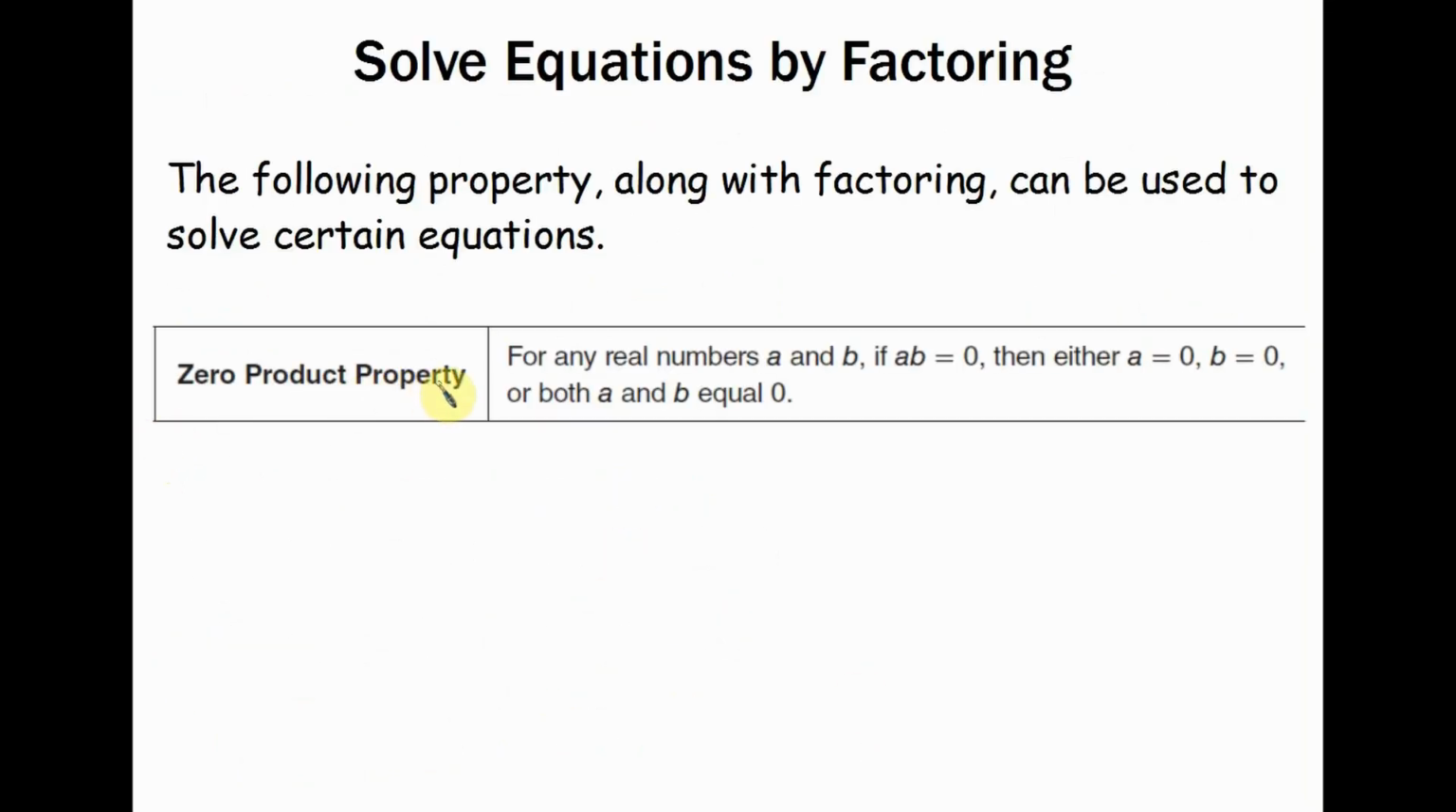The zero product property along with factoring can be used to solve certain equations. This property is one of my favorite in algebra. In short term, I also call it ZPP. For any real numbers a and b, if ab is equal to 0, then either a equal to 0, b equal to 0, or both a and b are equal to 0.